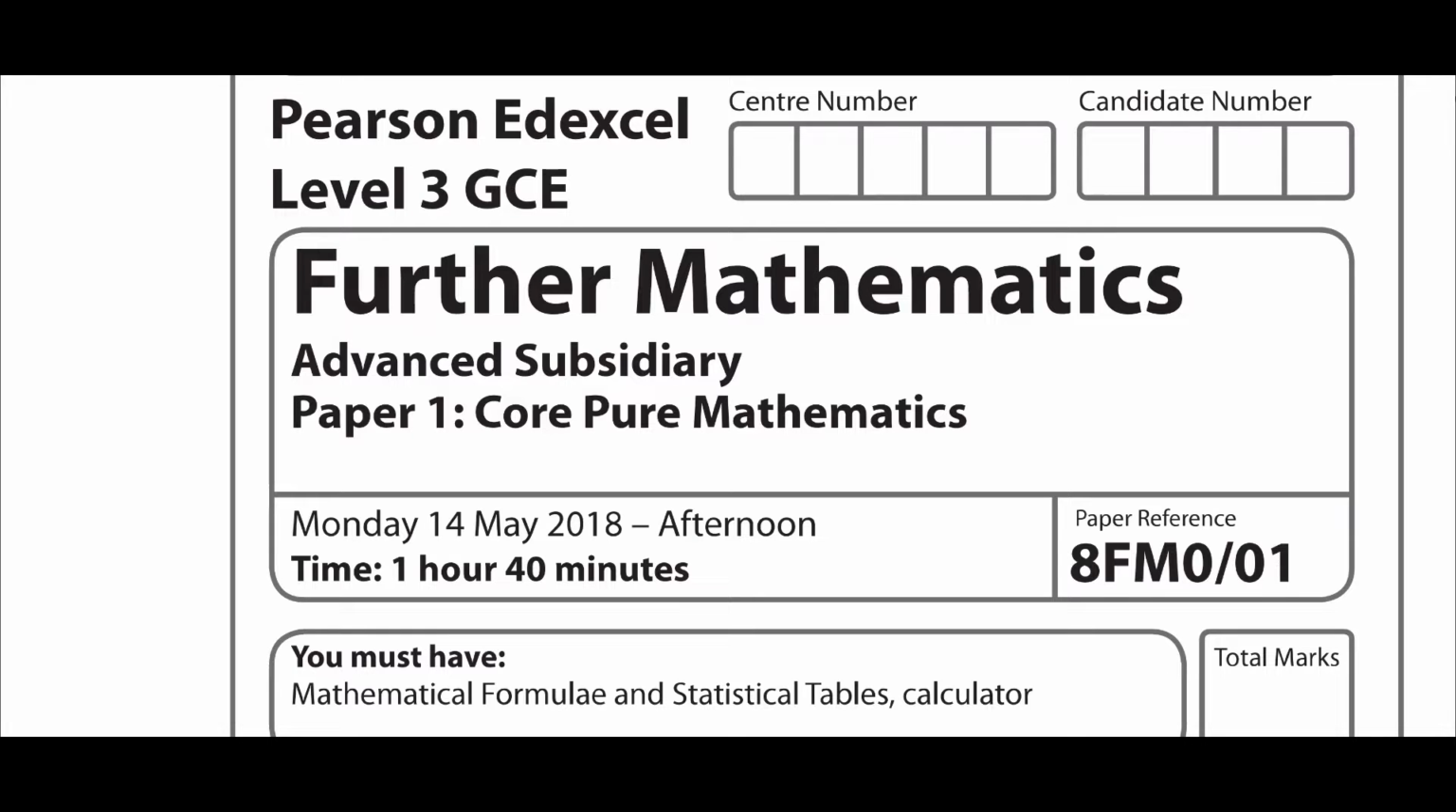Hi guys, this is the EdExcel AS level Further Maths Paper 1, which covers the core pure maths section, and this is from the June 2018 series. Before we begin the paper, let's have a quick look at the examiner's report, which summarises how people did in this paper overall.